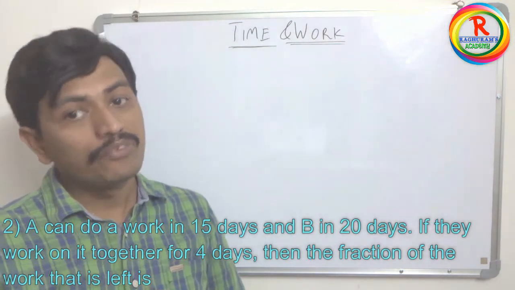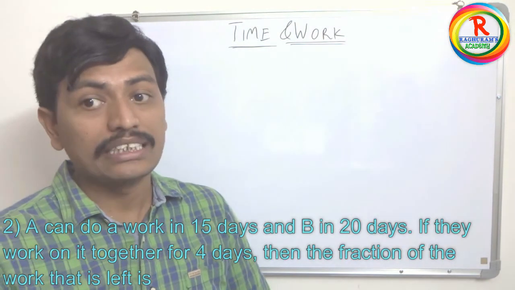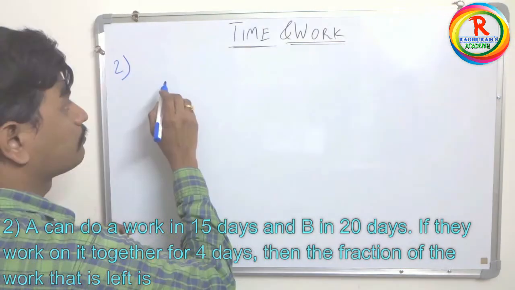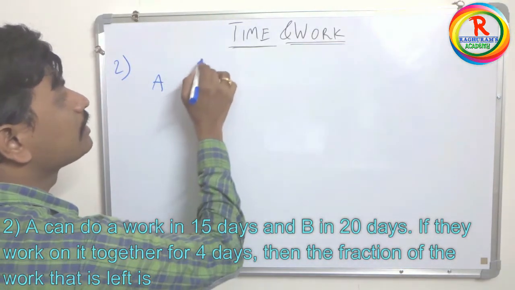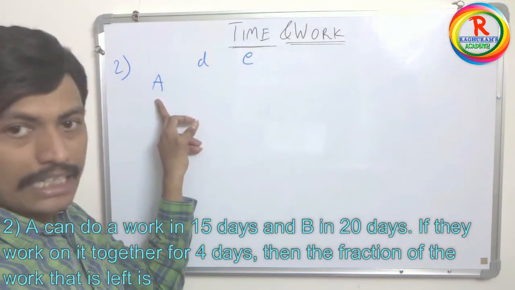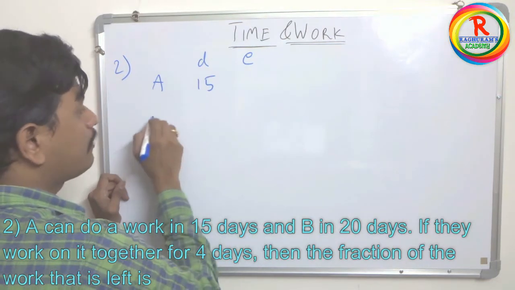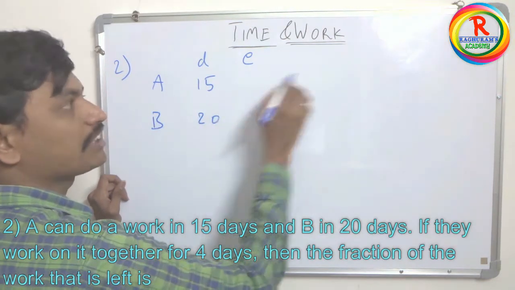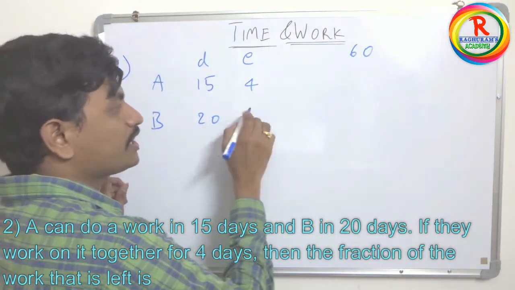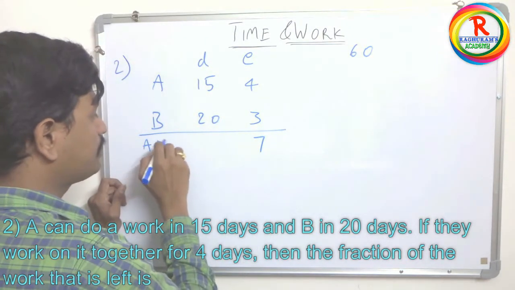A can do a piece of work in 15 days and B in 20 days. If they work on it together for 4 days, then the fraction of the work that is left is... So here we take days and efficiency. A can complete in 15 days, and B can complete in 20 days. The LCM is 60. 15 4s are 60, and 20 3s are 60. The addition is 7. So that is A plus B.